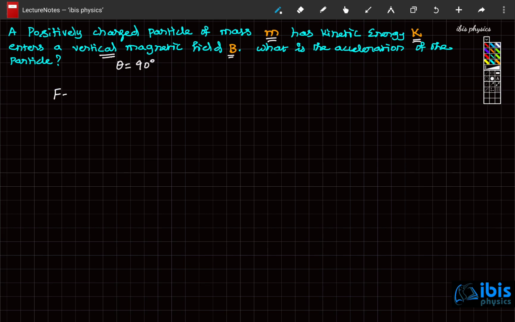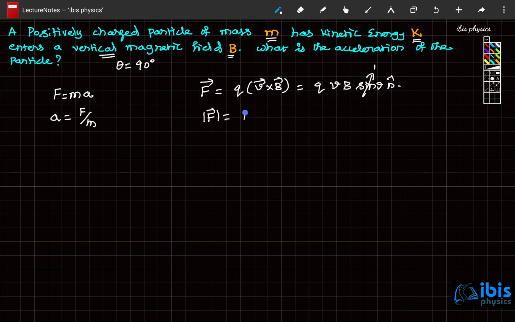We know that force is equal to mass into acceleration. That means acceleration is force by mass. And here the particle goes in a magnetic field, so it will experience a magnetic Lorentz force. The magnetic Lorentz force is Q into V cross B. If you write this in the form Q V B sin theta n cap, and here theta is 90 degrees, sin 90 is 1. So the magnitude of the force here is BQV.